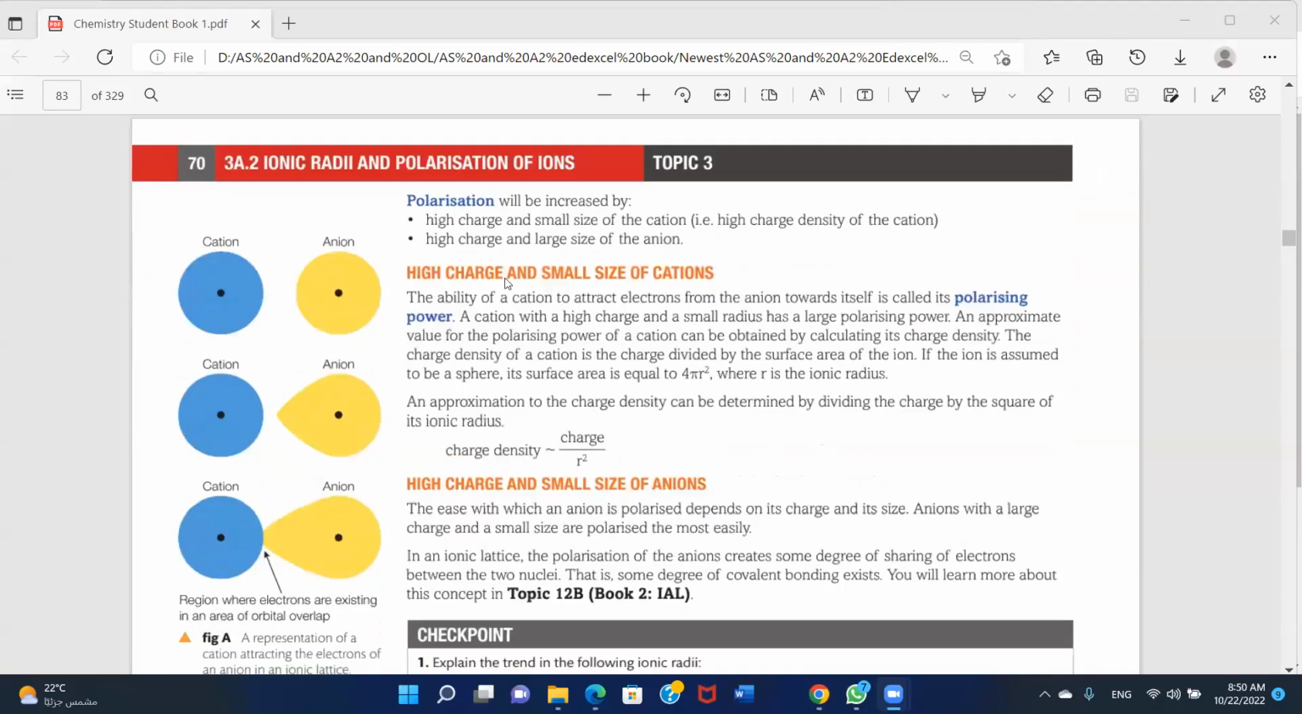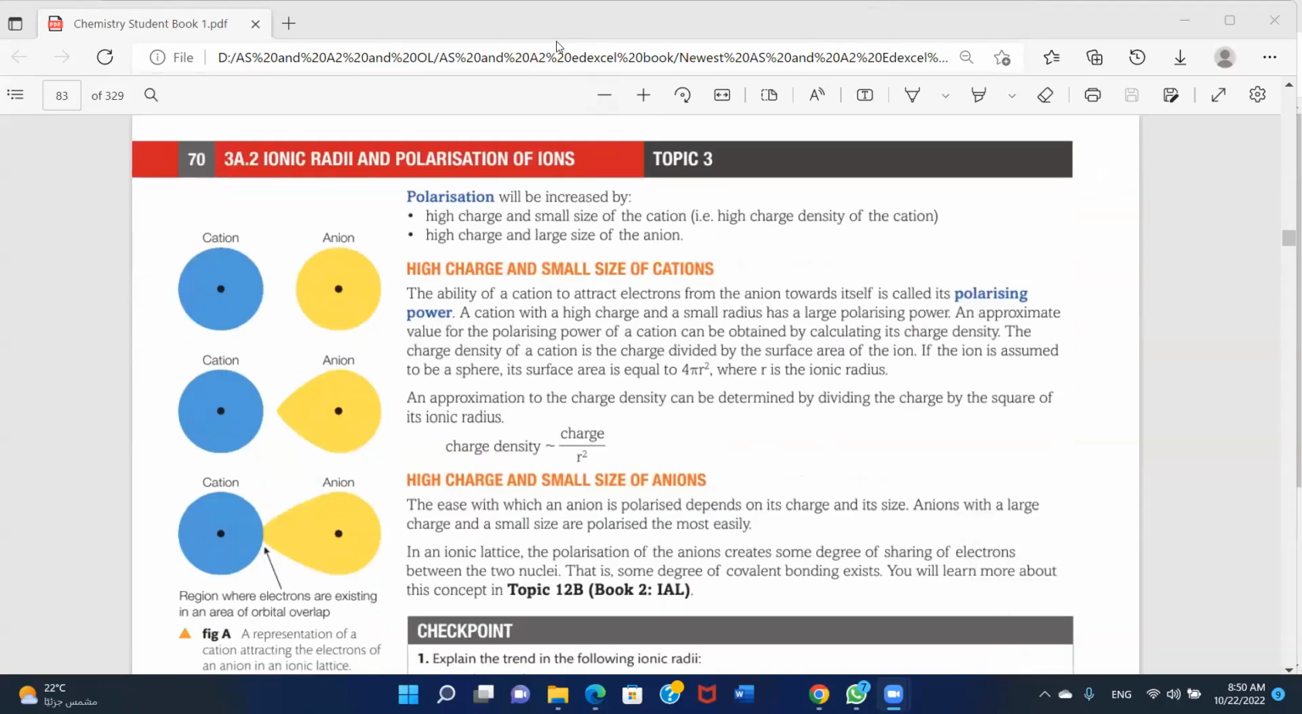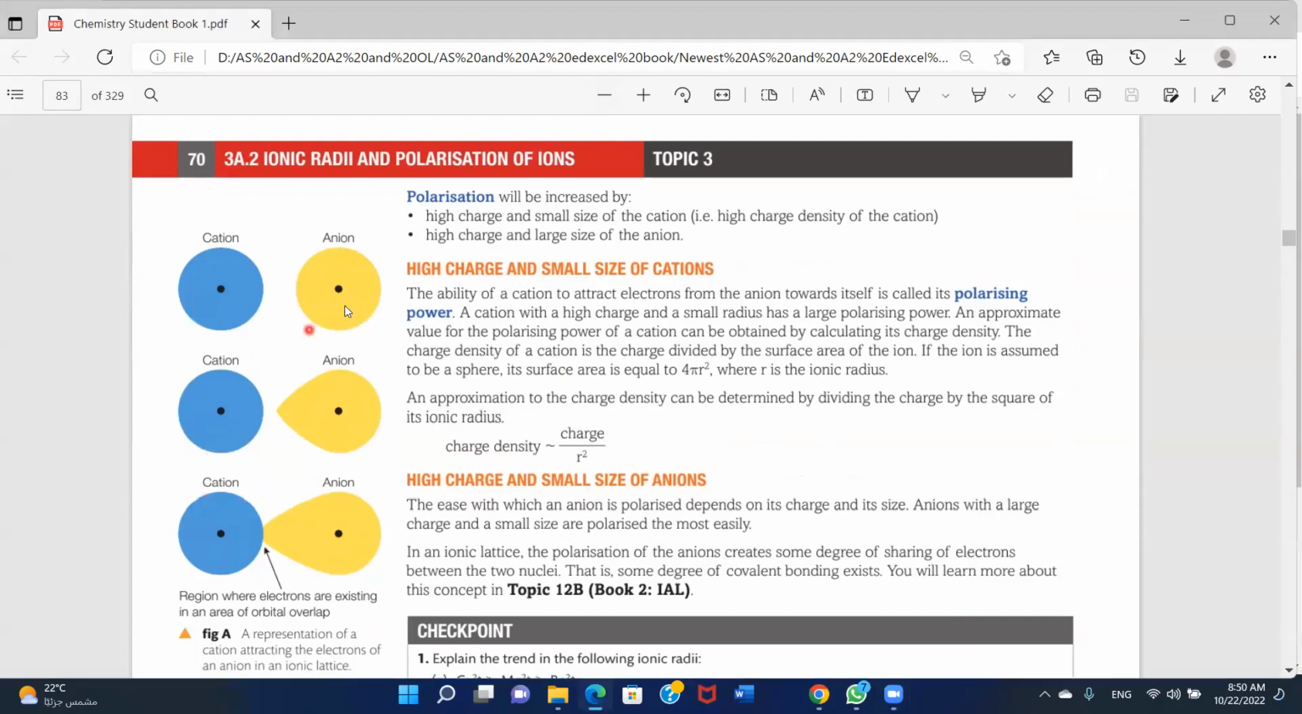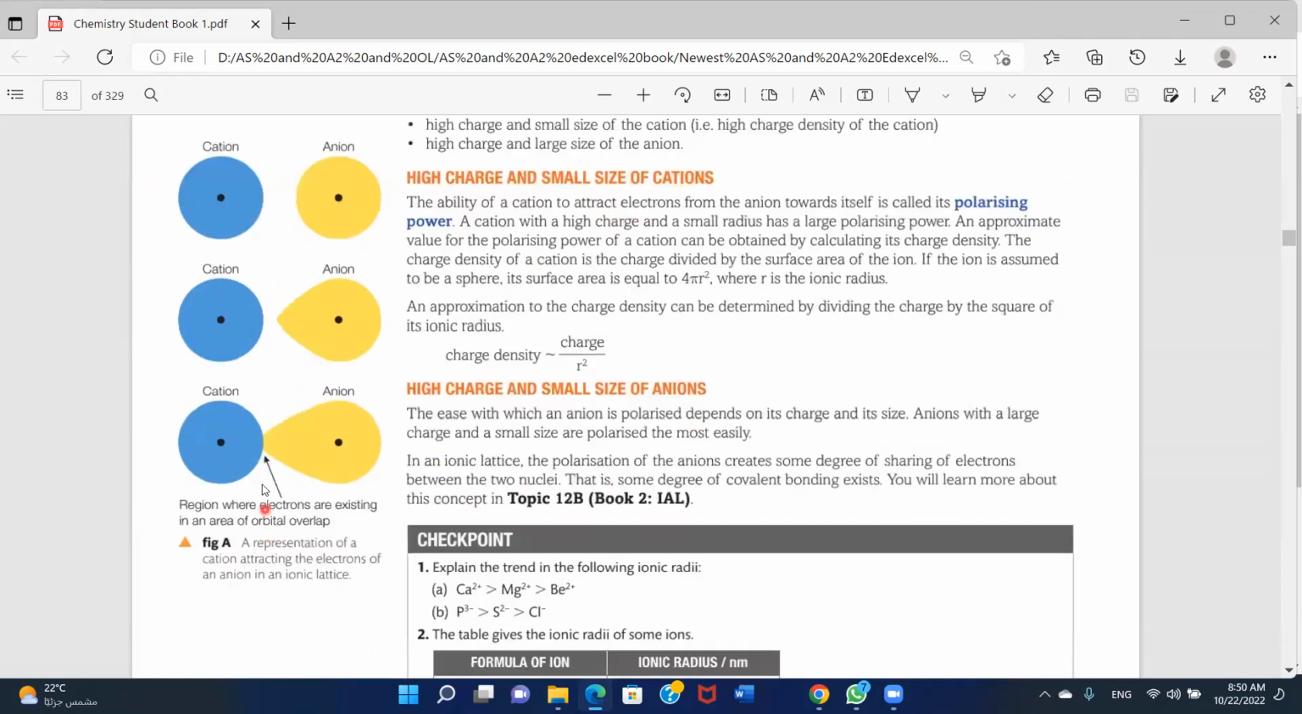If you see here in this drawing, here are the cations and here are the anions. Polarization power of the cation means that it has the ability to pull the electron density of the negative ions towards itself. Electrons will be attracted to the positive ion in this place. And in that case, we say that the ionic compound is not 100% ionic.